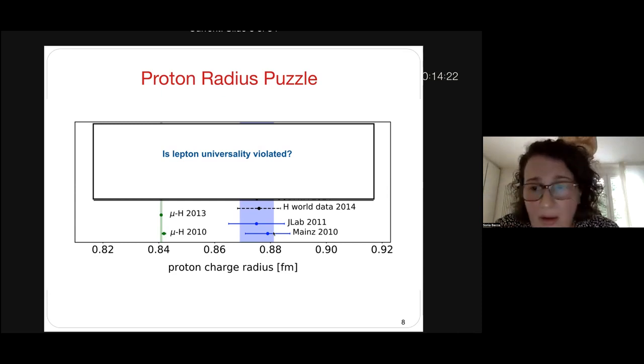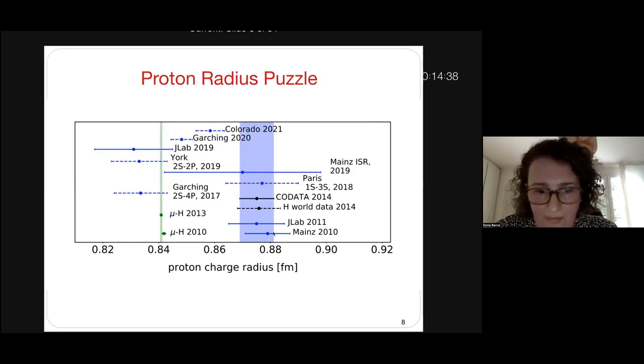Everyone was excited because this looked like potential lepton universality violation. So everyone started to look into that, and the situation today is this one here. There have been a lot more experiments, and you could tell by yourself that this is quite scattered, but the most precise experiments are kind of leaning towards the small radius.